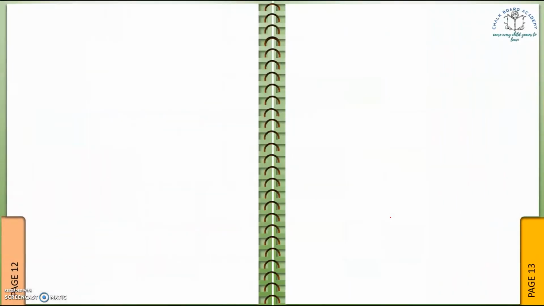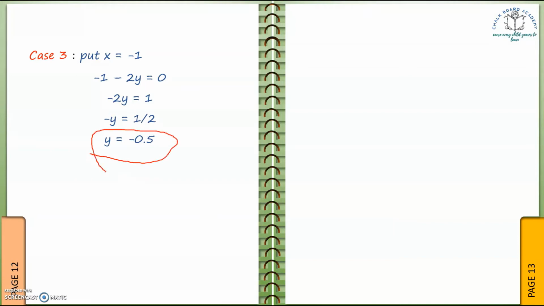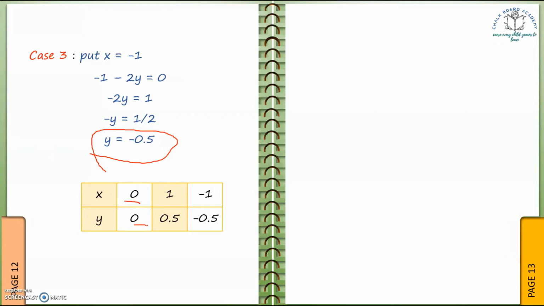Now in the third case we are going to put another number like -2, -3. Here we have taken -1. So now we have y as -0.5. Now let's look at the table we have created here. When we put x as 0, we got y as 0. When we put x as 1, we got y as 0.5. And when we put x as -1, we got y as -0.5.